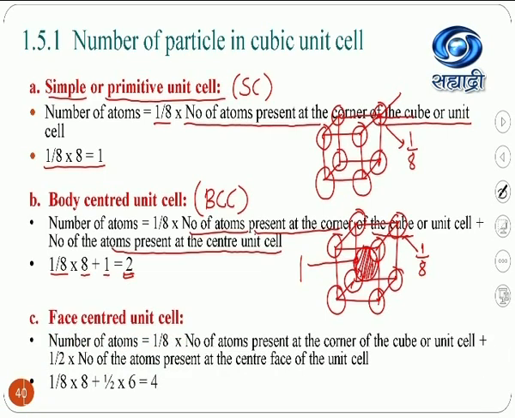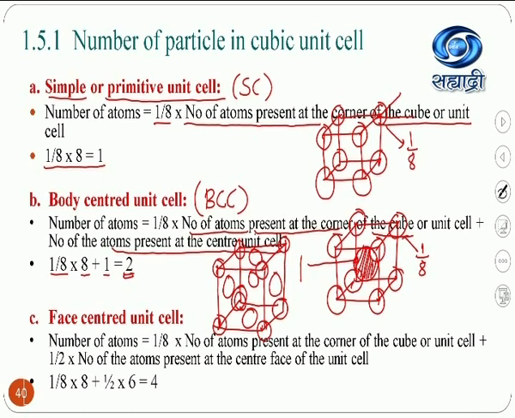Now, in the face-centered unit cell, along with the simple cubic crystal system, 8 constituent particles are present at the corners of the cube. Each constituent particle again shares a 1/8 portion. And then the particles present at the centers of faces: there are 6 faces for each cube. Each face is common between only 2 unit cells.